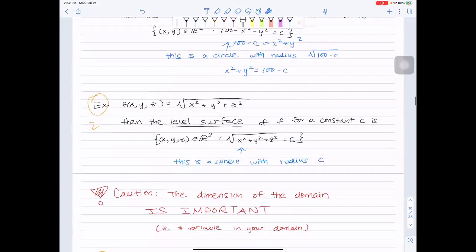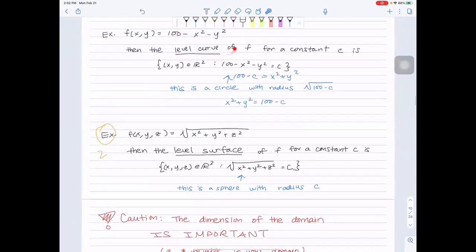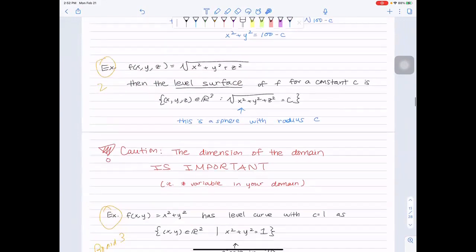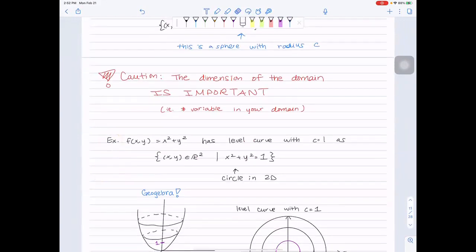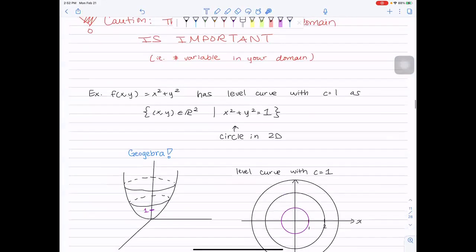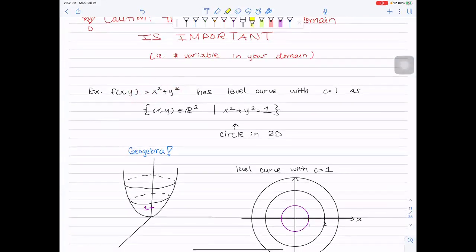Okay, but caution, so we saw a 2D example, curve, and a 3D example, surface. You need to make sure that you pay attention to your domain. How many variables are in your input is very important. Why is that? Because if you have this function, f of x squared plus y squared, what does the graph of this look like? Well, it's a hyperboloid. It looks like this. You can graph it on GeoGebra. This is your graph of x squared plus y squared.